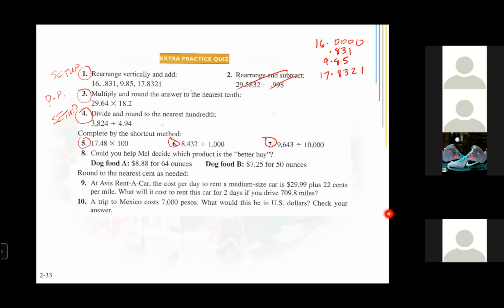Okay, so if you wanted, you could have put 2 zeros here, you could have put 1 zero here. And then you go ahead on the line and you add. Make sure to line up all the similar places together, and the decimal points must be in line. Okay, the next one says multiply and round to the nearest 10th. I just want you to tell me how many places should be in the answer for that multiplication when you're finished.